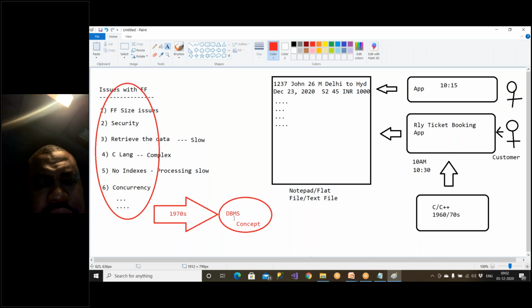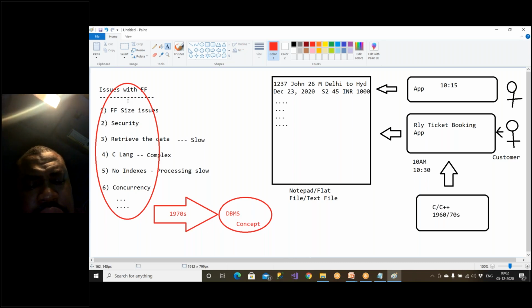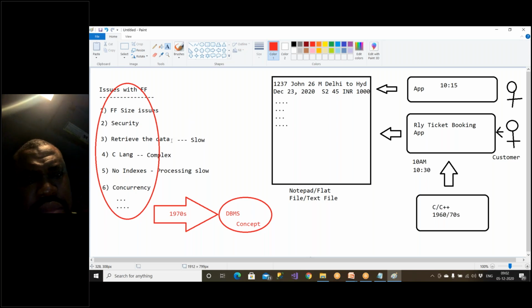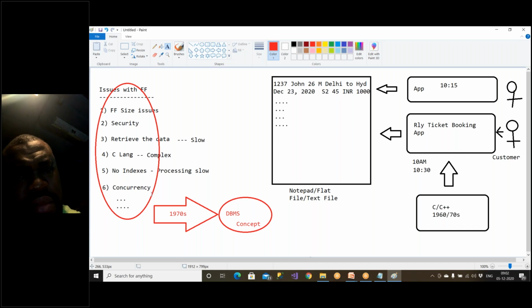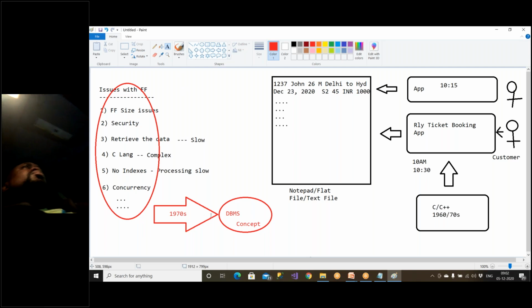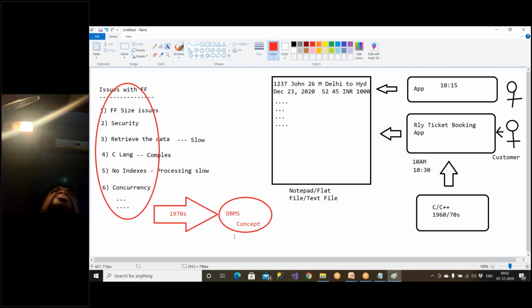The database management system concept speaks about all the issues: how to handle unlimited data, how to provide a lot of security to the data, how to retrieve the data quickly, how to create indexes, and how to handle concurrency issues. That means multiple people should be able to use your data file simultaneously. This concept was created in the 1970s, and a new language was created along with it.